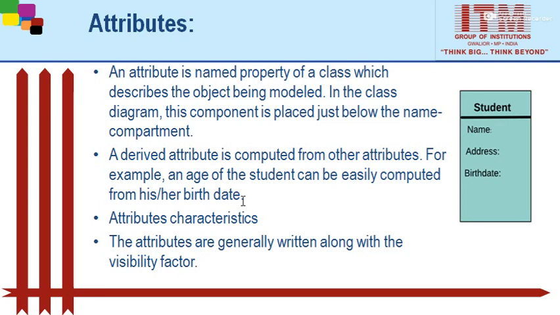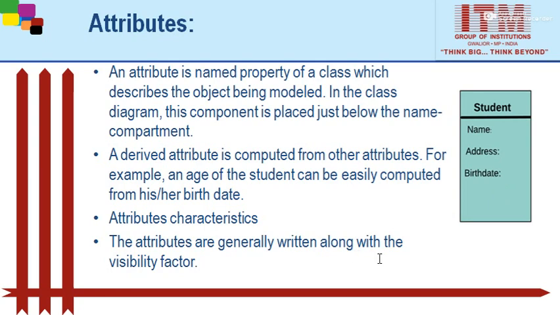So an attribute is a named property of a class. You need to remember this. An attribute is the named property of a class which describes the object being modeled. Attributes are of many types. For example, a derived attribute is an attribute which is computed from other attributes. By looking at the birth date, you can easily compute the age of the student. So if we add an age attribute here, it is called a derived attribute.